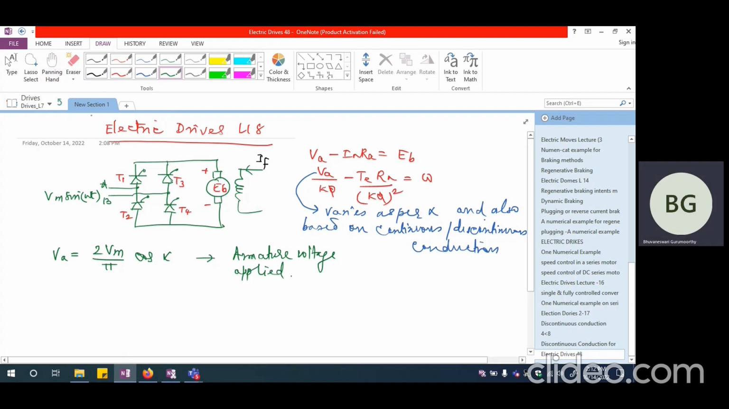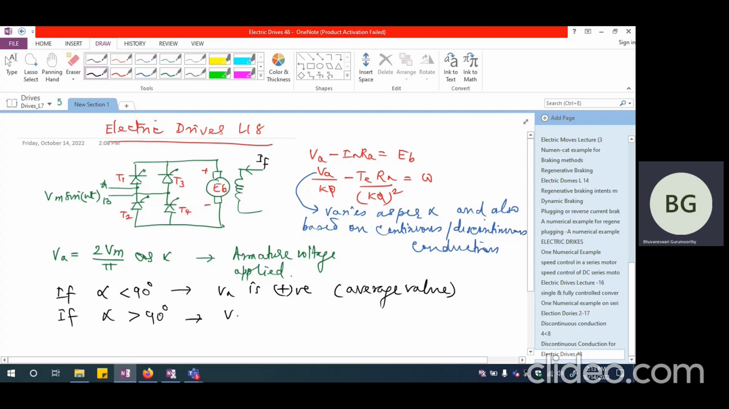And as per this expression, we can say if alpha is lying below 90, in that case VA is positive. What I mean is the average value. We are not looking at the instantaneous value. We are looking at the average value. VA average value is going to be positive. Rather, if alpha is greater than 90 degrees, then VA, the average value, is going to be negative.